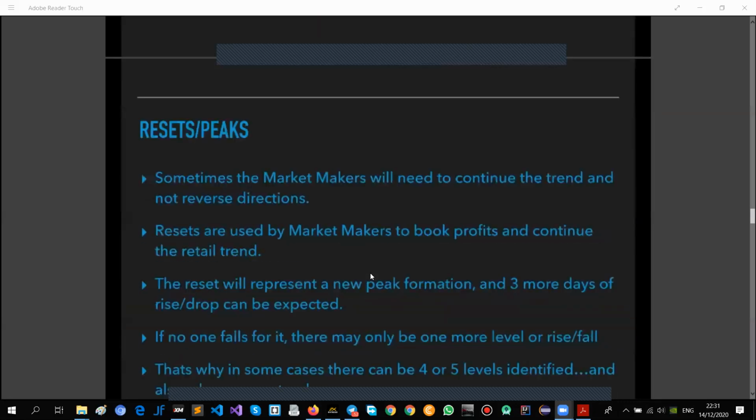Resets are also called peaks. Before we go anyway, so what are resets?